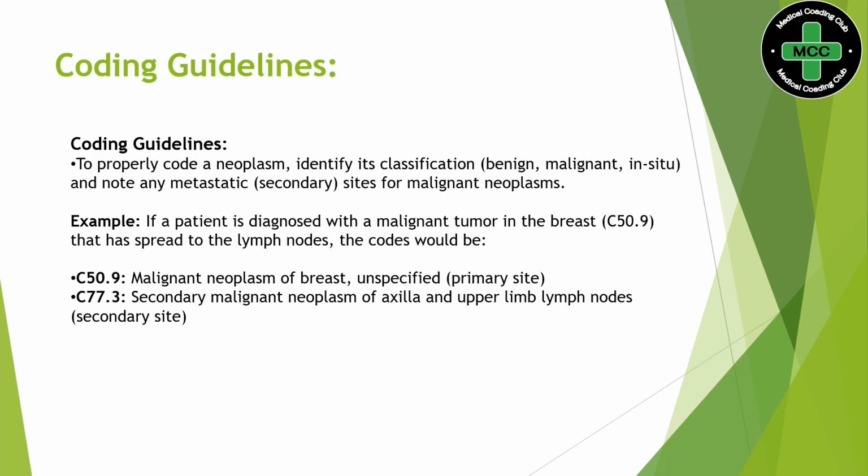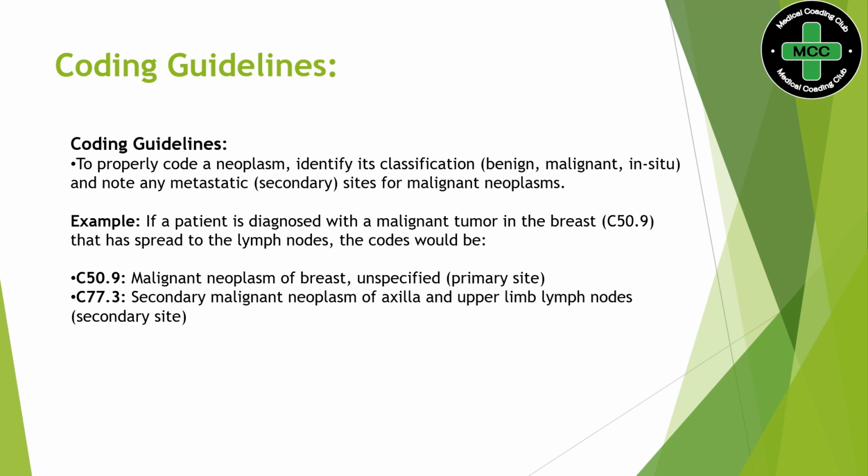Next, the first coding guideline: to properly code the neoplasm, identify its classification. As we discussed already, we have to find out the classification first, whether it is benign, malignant, in situ, or metastatic, to assign the appropriate code. Say, for example, a patient is diagnosed with a malignant tumor of the breast that has spread to lymph nodes. Initially, the primary cancer was breast cancer. Later, it traveled and spread to the surrounding tissue, which is the lymph nodes. So now we have both primary cancer and secondary. Irrespective of sequencing, I'm just mentioning the code.